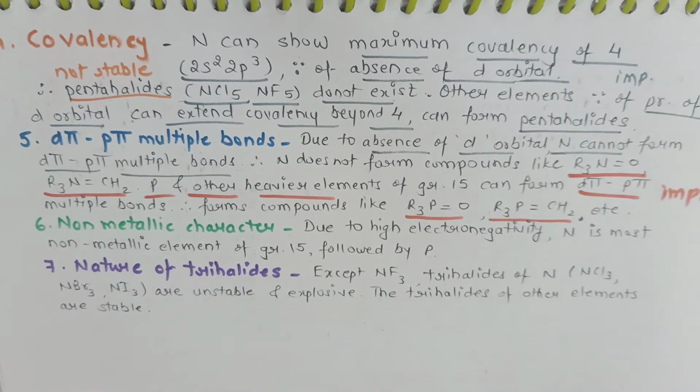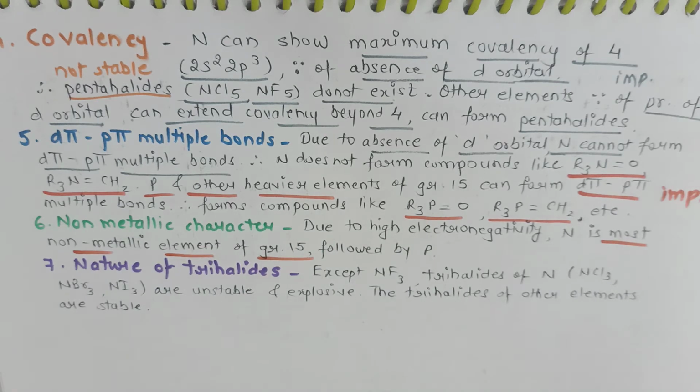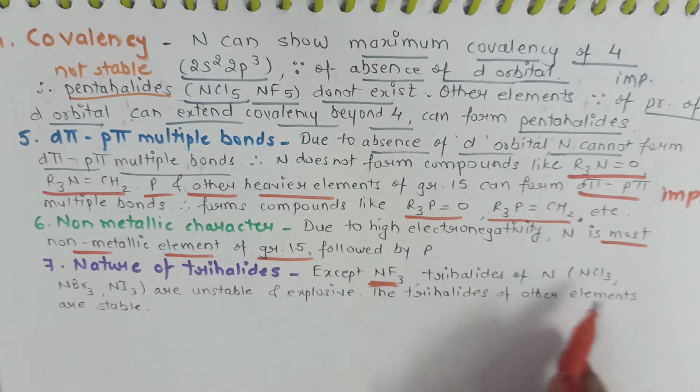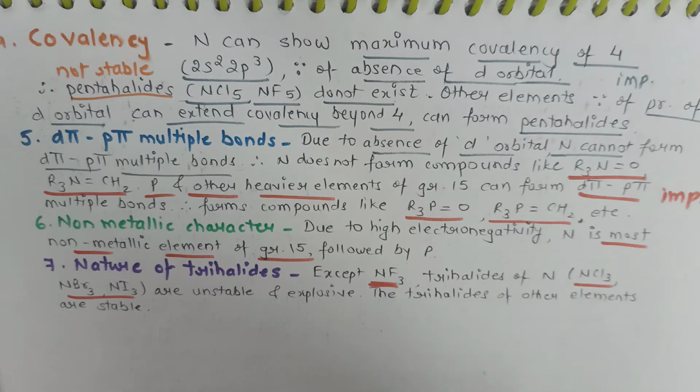Again, it's a most expected question. Nitrogen is the most non-metallic element of group 15. Reason? Due to high electronegativity. The last consequence of anomalous behavior of nitrogen is that the trihalides of nitrogen are stable but not the pentahalides. Only NF3 is stable. Otherwise the trihalides of nitrogen like NCl3, NBr3, NI3 are unstable. But the trihalides of other group 15 elements are stable ones.